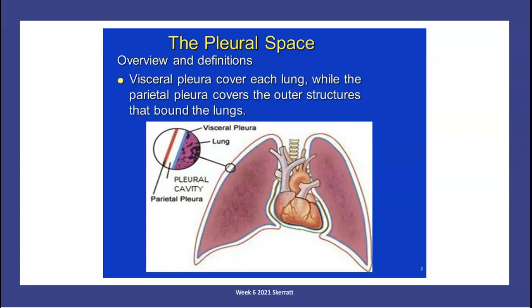With pleural effusion and pneumothorax, we're specifically speaking to the pleural space. And so just to remind yourself that the pleural space is between the visceral and the parietal pleura. The parietal pleura is on the outside of the lungs and it binds to the other structures in the cavity. And then the visceral pleura is actually what lines the inner part of the lung. And there's a space between this. And that's where you get the accumulation of air, the accumulation of fluid.